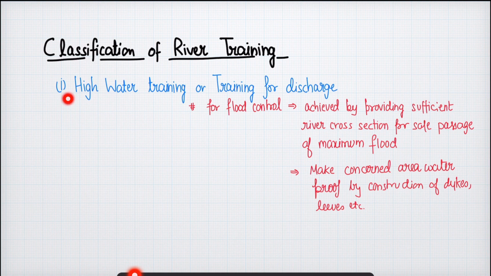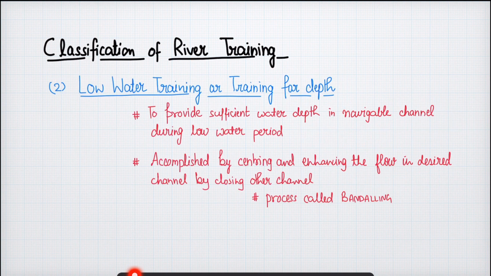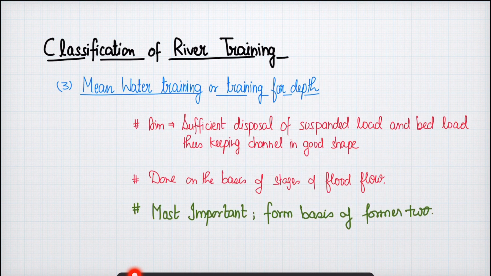Type 1, high water training or training for discharge. This deals with flood control. Type 2 river training work is the low water training or training for depth, which deals with the minimum water depth to ensure proper navigation in the river, especially during the low tides or during the low water period. Then we have the mean water training or training for depth.